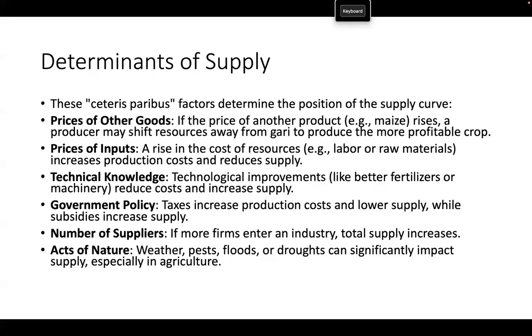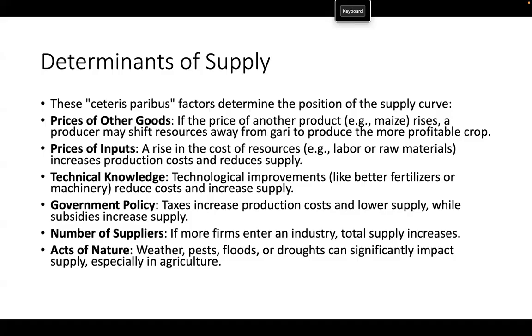We can go ahead. Also, technical knowledge. When there's an improvement in technology, like machinery and better fertilizers, it reduces the cost of production. In effect, it also increases supply.